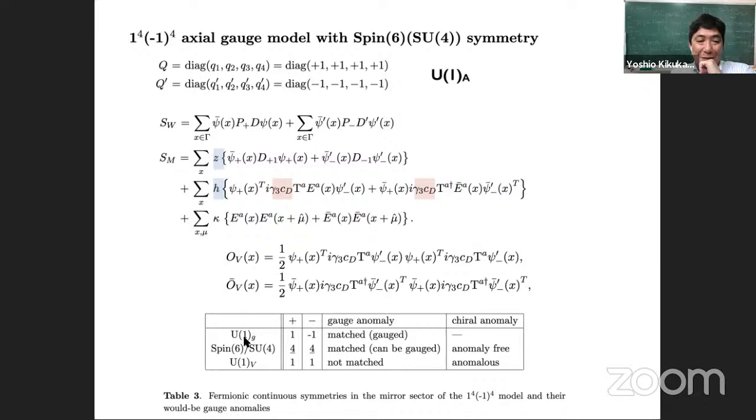Okay, the reason why we try to gauge U1 axial is that if you gauge U1V, then you can introduce the usual vector Dirac mass term. But I need to kill such bilinear gauge invariant operators. So I choose this kind of representation for the U1 axial gauge and spin six global symmetry. And in that theory, U1V must be broken by anomaly, and this symmetry is explicitly broken. We can break this symmetry explicitly anyway.